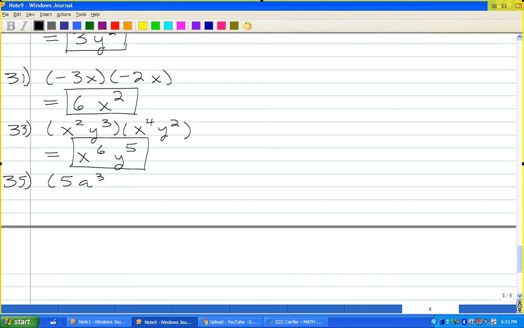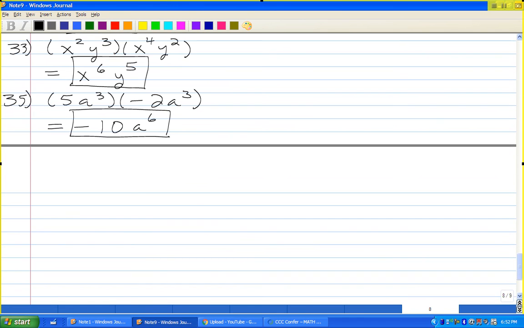5a cubed minus 2a cubed. Positive times negative is negative. 5 times 2 is 10. I have the same base a, so add exponents. 3 plus 3 is 6. Negative 10, a to the 6. Problem 37.